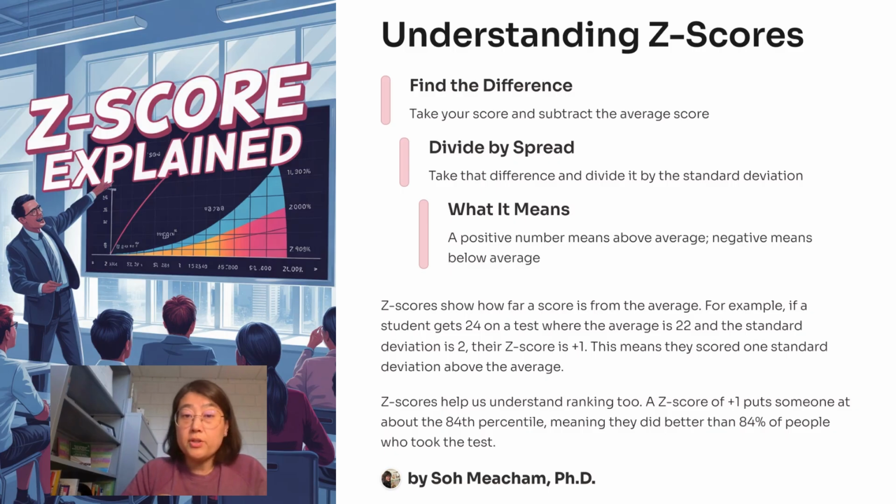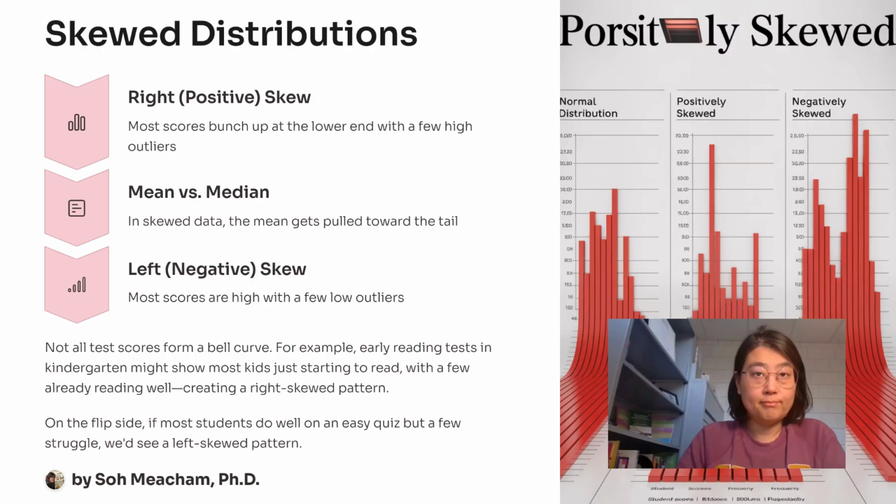Z-scores also help us understand percentiles. Imagine you're advising a student who scored in the 84th percentile on a standardized reading test. That corresponds roughly to a z-score of plus 1. It means that student performed better than 84% of the test takers. In P to 12 education, this information helps guide instruction, identify students for enrichment, or flag those who may need extra support. Sometimes distributions are not normal.